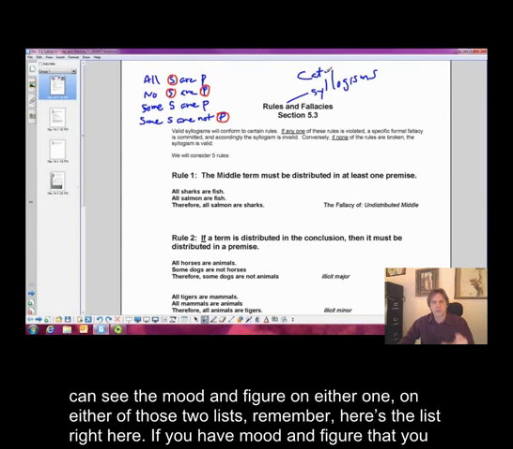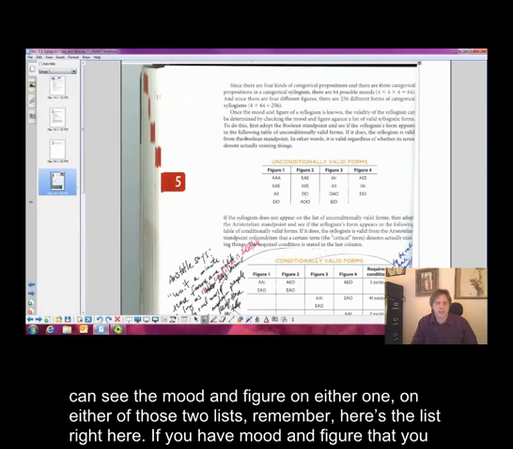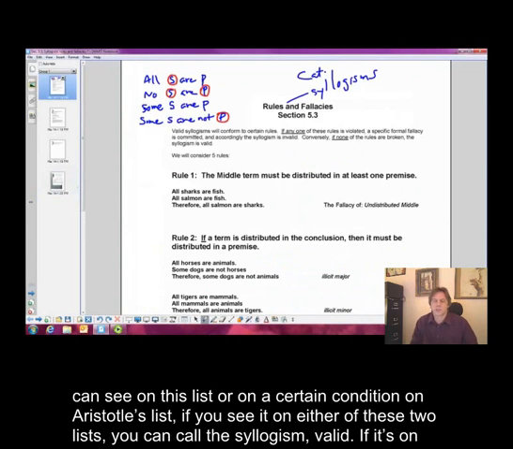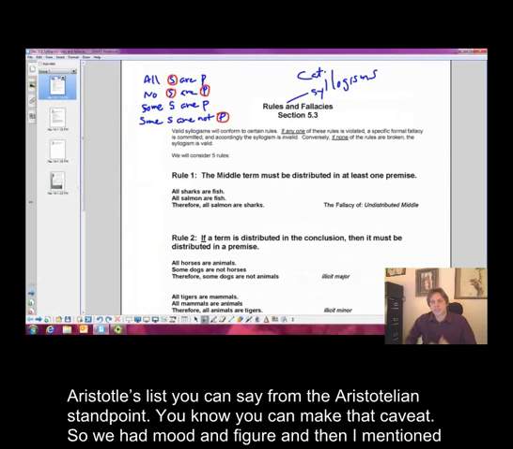If you can see the mood and figure on either of those two lists, you remember here's the list right here. If you have mood and figure that you can see on this list or on a certain condition on Aristotle's list, if you see it on either of these two lists, you can call the syllogism valid. If it's on Aristotle's list, you can say from the Aristotelian standpoint. You can make that caveat.